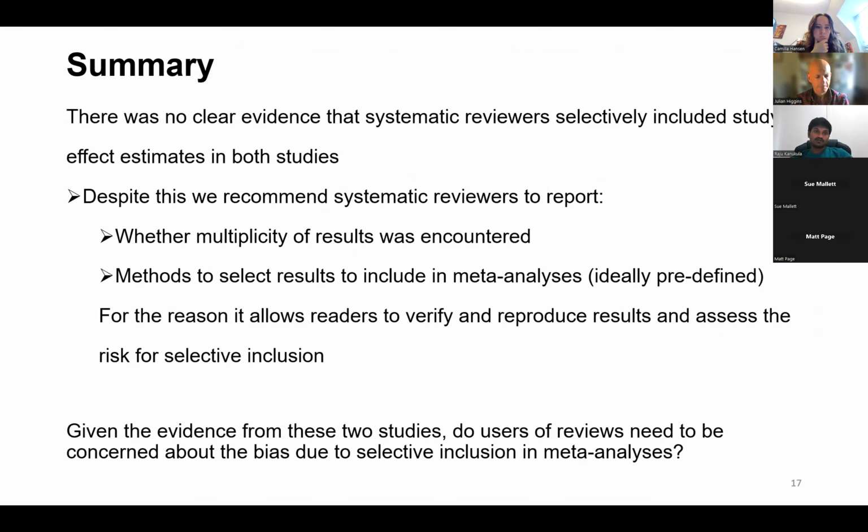So this helps systematic reviewers as well as readers to verify and reproduce results as well as assess the risk of selective inclusion. So finally, based on the findings from these two studies, and also as there is no evidence existed on the bias due to selective inclusion, I would like to pose a question to all the attendees here. And my question is, as systematic reviewers and users of systematic reviews, do we need to be concerned about a risk of selective inclusion of results in the meta-analysis?